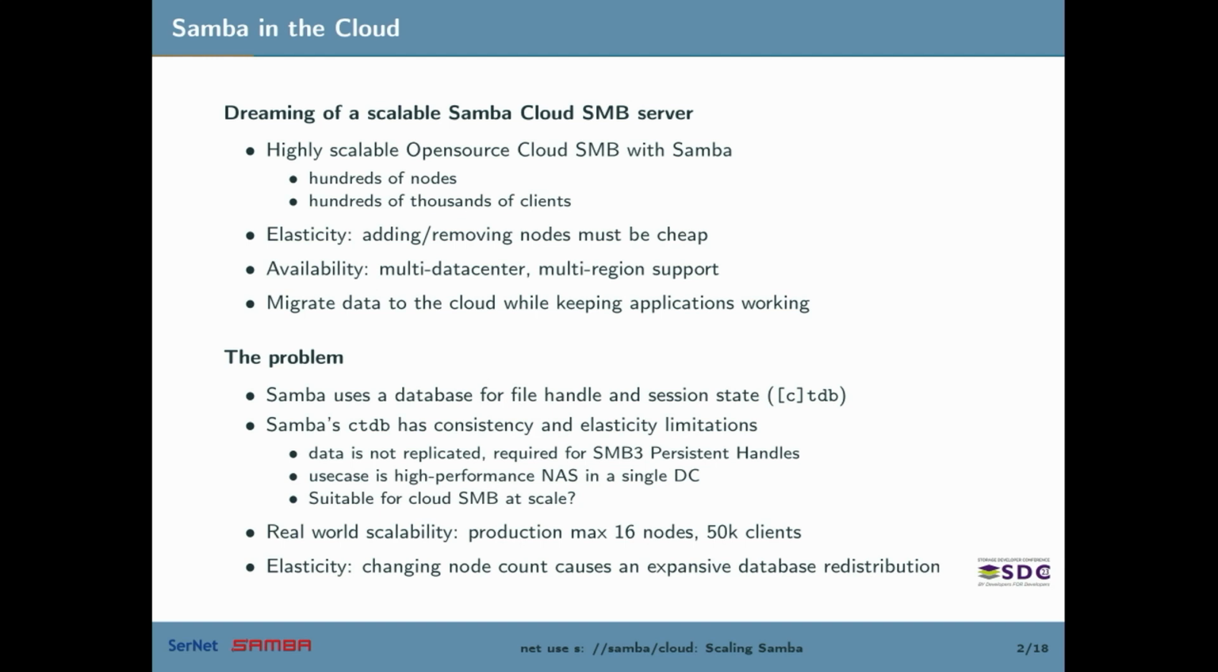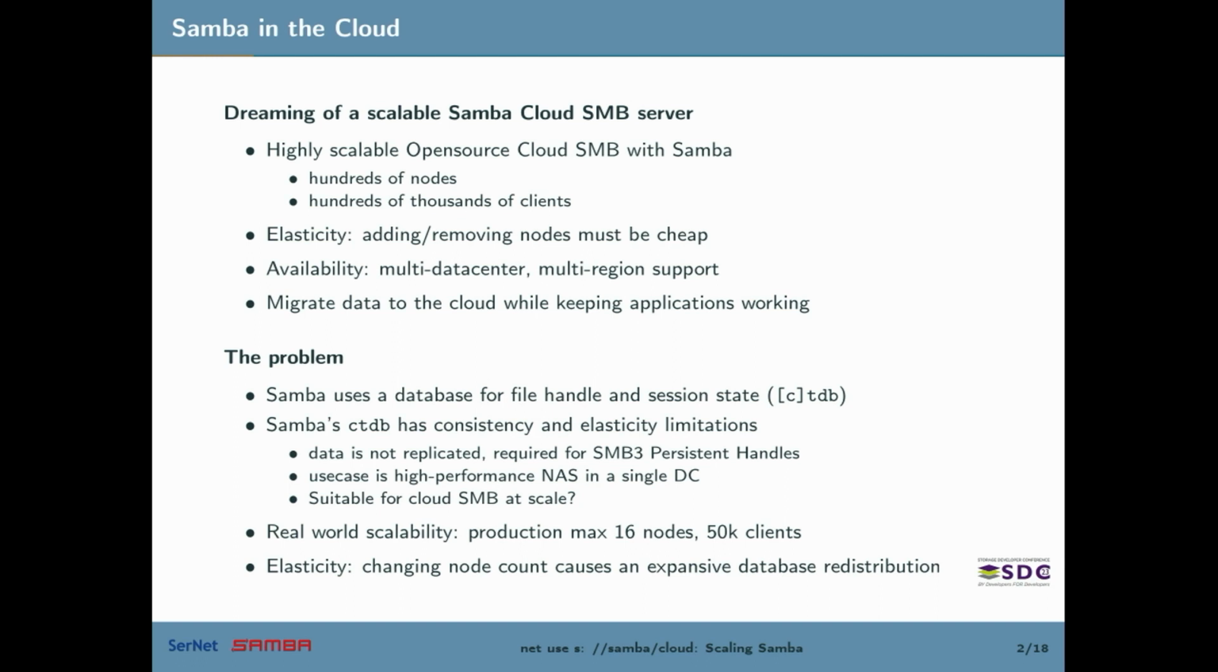From what I remember, the real-world scalability limits that vendors have specified for products using Samba clusters are up to 60 nodes supporting up to 50,000 clients, which is a lot. But if you want to go beyond that, say you want 1 million clients, you want more nodes to support that number of clients. How can we get there?